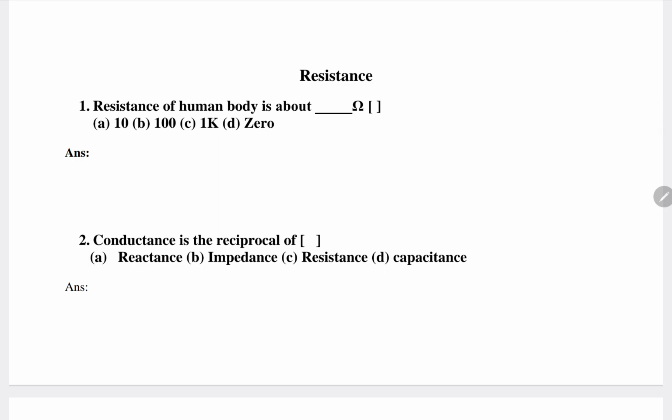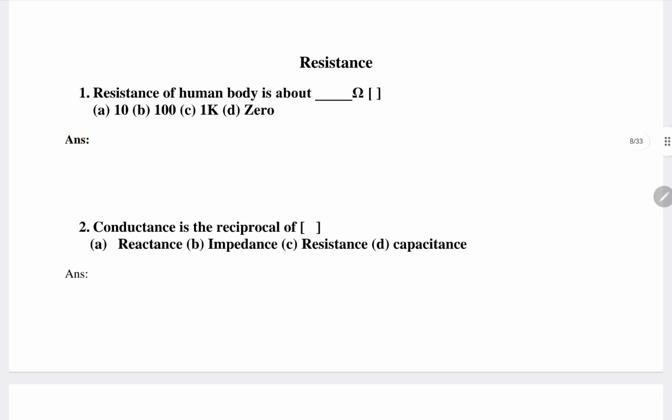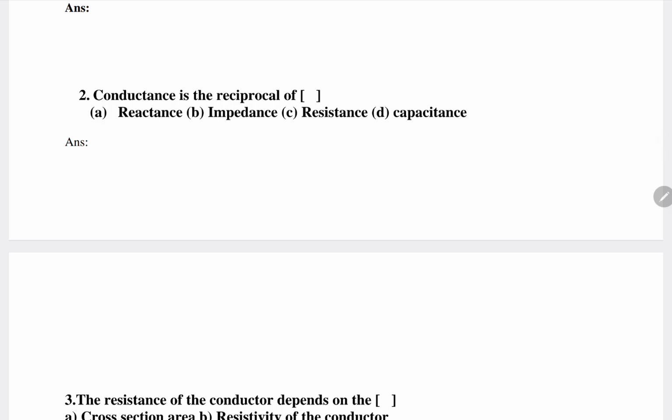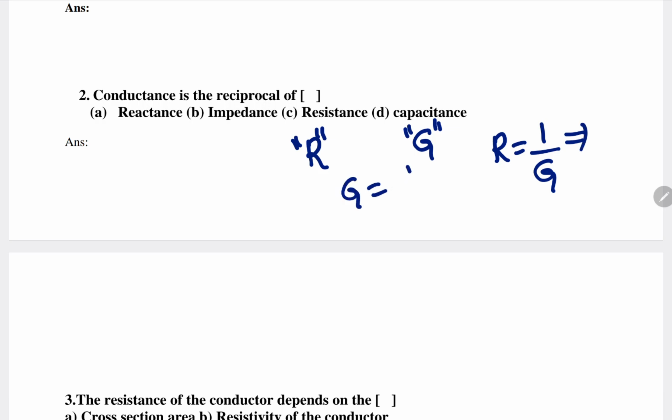Human body resistance is always about 1 kilo ohm. Conductance is a reciprocal of what? We know resistance R opposes the flow of current, and conductance means which allows the flow of electrons. Both have an inverse relationship. So resistance is equal to 1 by conductance. Similarly, conductance is equal to 1 by resistance. So conductance is the reciprocal of what? Reciprocal of resistance. So answer is C.